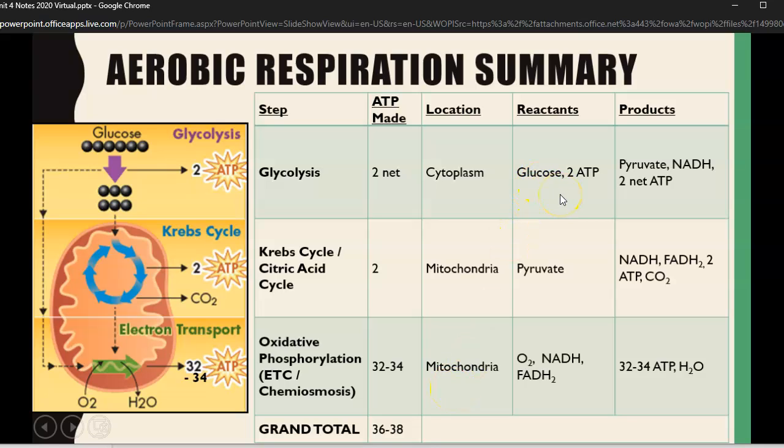Your reactants, remember, reactants are what go in, products are what come out. Reactants are glucose and 2 ATP for glycolysis, and then you get pyruvate, NADH, and 2 net ATP. For the Krebs cycle, your reactant is pyruvate, and then your products are NADH, FADH2, 2 ATP, and carbon dioxide, which is your waste. And then the last step, your electron transport chain, has reactants of oxygen, NADH, and FADH2, and then your products are your heavy hitter of energy, and water.